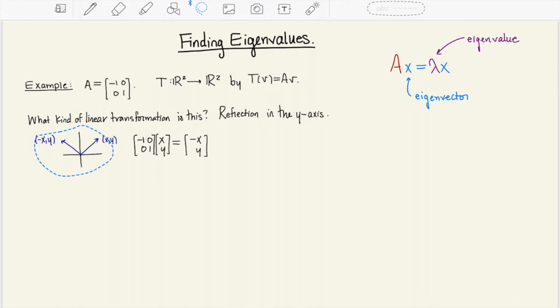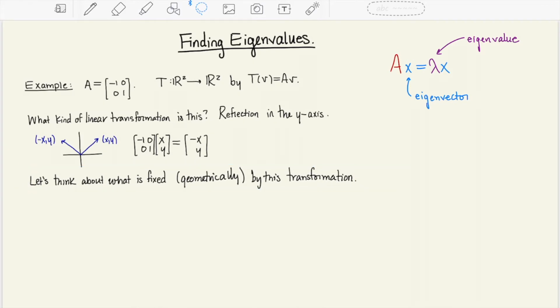It doesn't matter whether you pick the vector that I drew here in the picture or any other vector, it's going to have the same effect of reflecting it across the y-axis. So let's think now about what is actually fixed. What doesn't change when you apply this linear transformation? And by fixed, what I really mean is that a vector is sent to a parallel version of itself. Maybe it's stretched out or maybe it's stretched back, but it has the same direction. Well, when the linear transformation is reflection in the y-axis, there's really only two types of vectors that are going to go to some version of themselves.